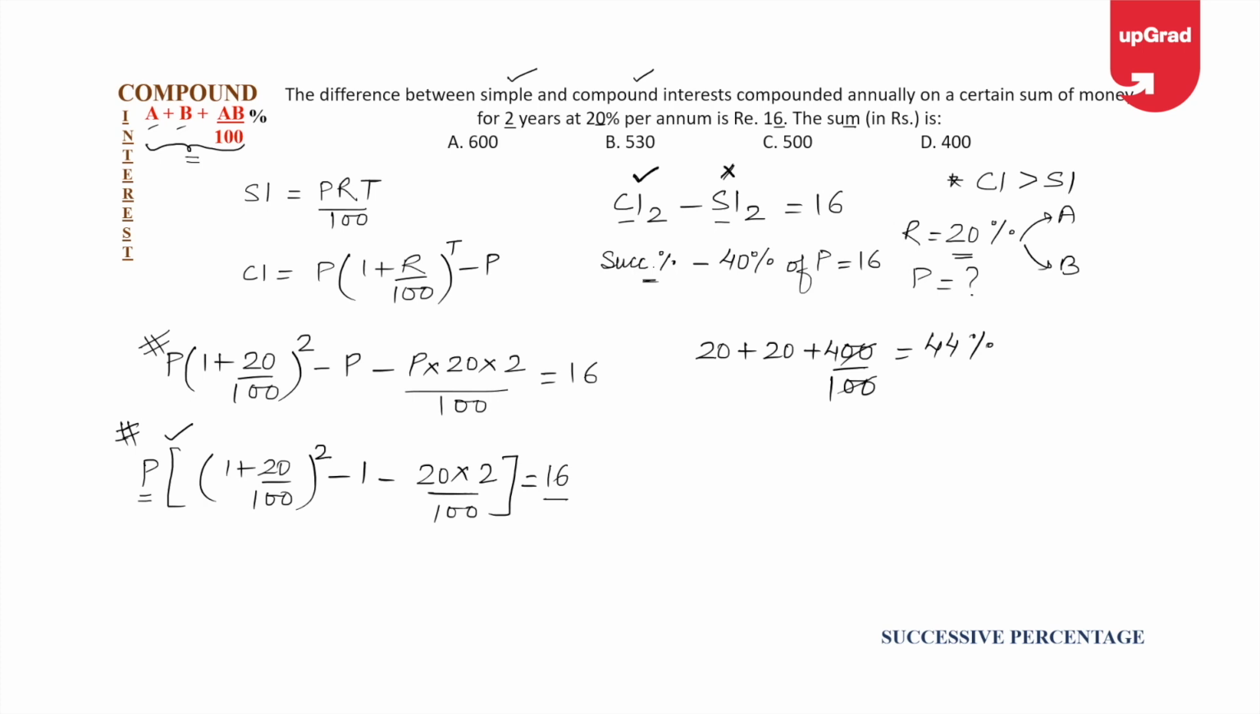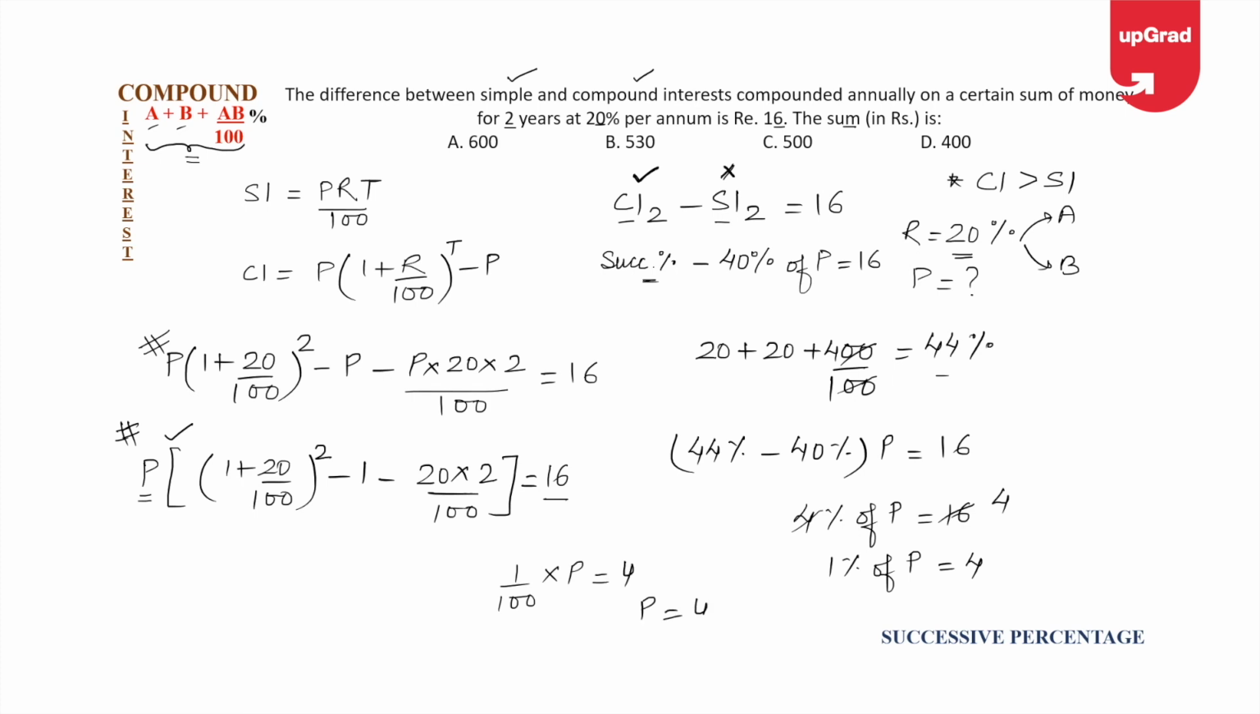Let me tell you one very basic thing here. After a few questions, you will be able to remember that 20 and 20 becomes 44 in case of successive percentage. But over here, let's put in the values. So 44% minus 40% of principal is equal to rupees 16. Which means 4% of principal is equal to 16, which means upon solving, 1% of principal is equal to 4 rupees. I can directly solve it, but for your benefit, I'll put the values: 1 by 100 of principal is equal to 4. And therefore, my principal comes out to be rupees 400, which is option D.